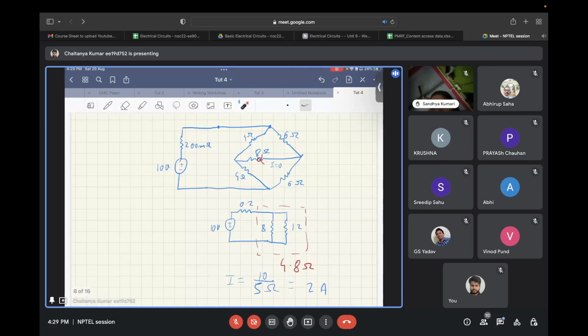From there, if you calculate it, the total parallel resistance comes out to be 4.8 ohms, and the total resistance that this 10 volt source will see is 5 ohms.